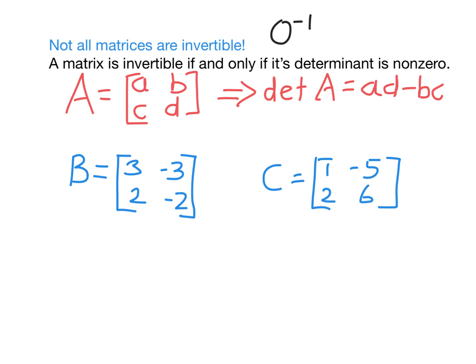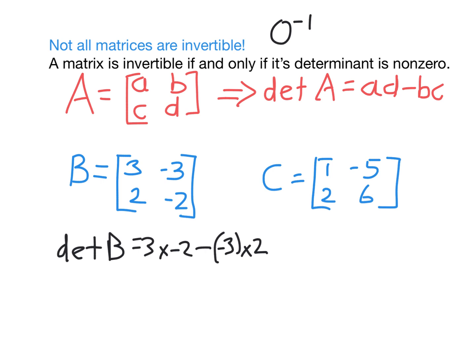So let's look at this matrix B. If I want to calculate its determinant, I just go AD, so that's 3 times negative 2. It's always minus and then BC. So minus negative 3 times 2. So for a 2 by 2 matrix, you multiply the 2 elements on the leading diagonal, and then you multiply the 2 entries off the diagonal, and then subtract them.